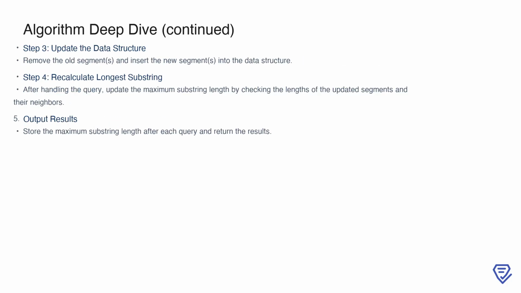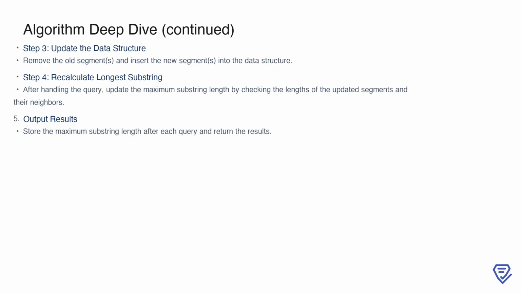After splitting and potentially merging segments, the next step is to update the data structure. This involves removing the old segment or segments that were affected by the query and inserting the new ones. This ensures that the data structure accurately reflects the current state of the string after the modification. Following this, we recalculate the longest substring length. To do this efficiently, we only need to check the lengths of the segments that were updated and their neighbors. This localized recalculation avoids the need to iterate through all segments, saving time. Finally, the result of this query, which is the current maximum substring length, is stored.